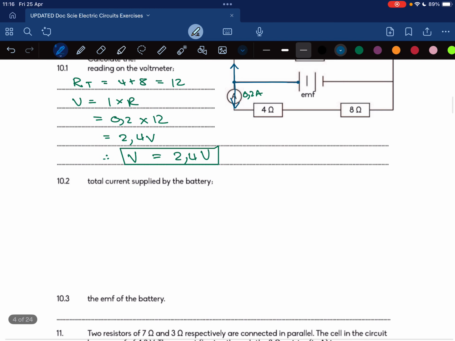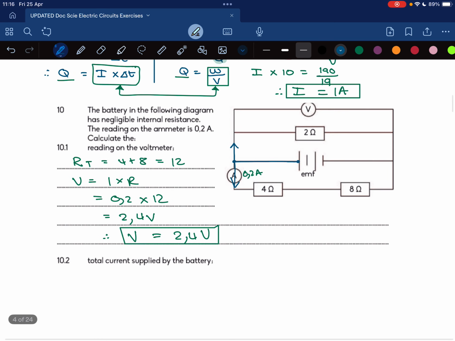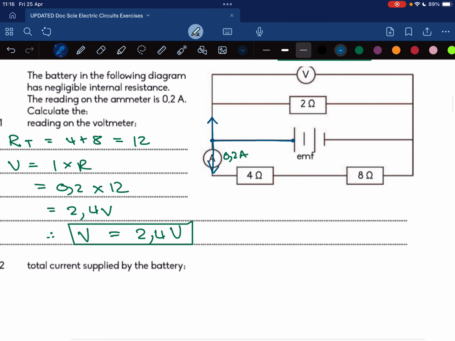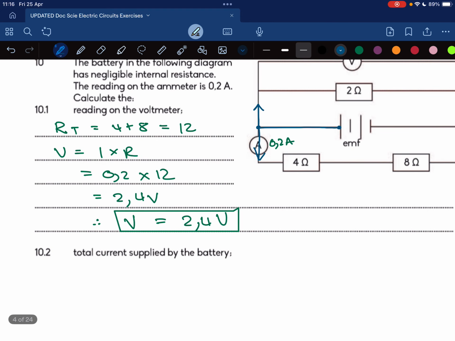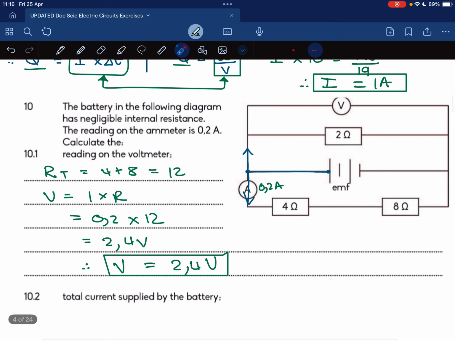Okay, then 10.2, it says calculate the total current supplied to the battery. So the total current that is supplied to the battery, we're essentially trying to find the current that's going through. We know the current that goes through this way, we need to calculate the current that goes through that way.